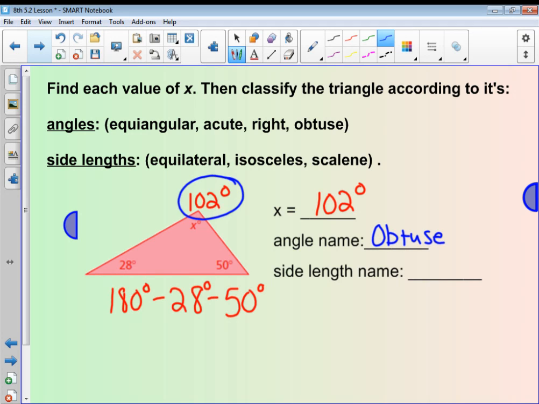To determine the side lengths, we either have to look for markings. If it has markings that are the same on two sides, that means those sides are the same length. Or we can look at the angle measures. We've got 28, 50, and 102. None of those are the same, which means that none of the sides are the same either. So if no sides are the same length, that's the scalene.